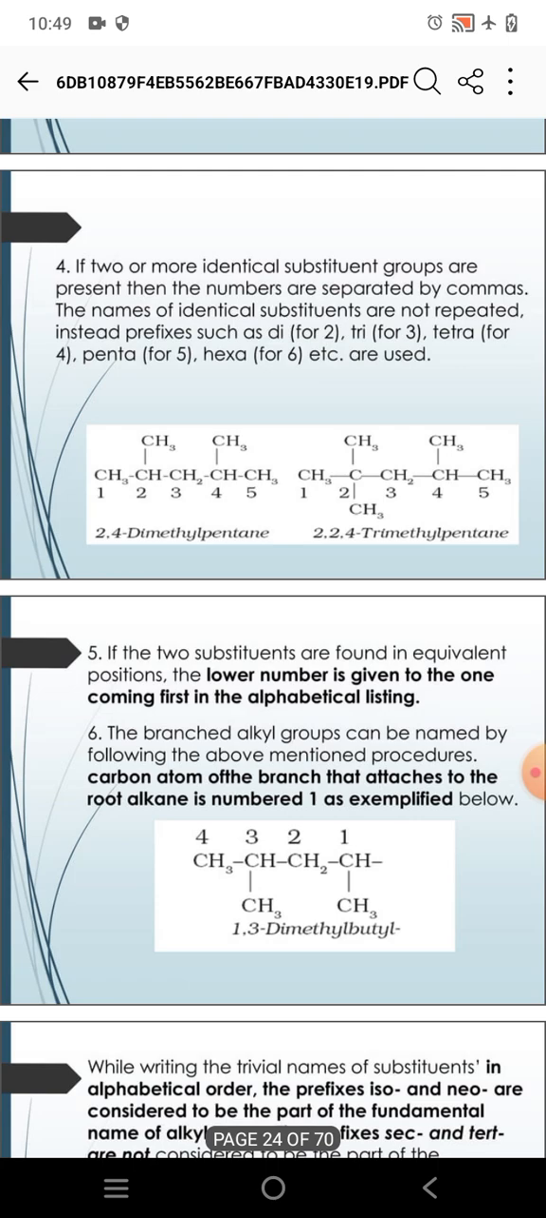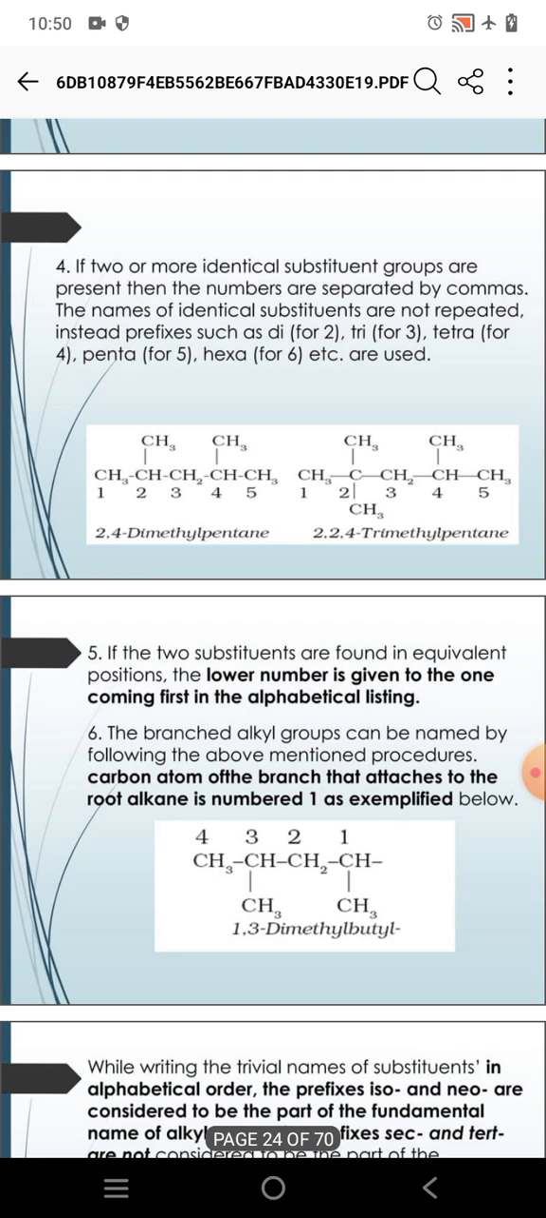Okay. Next, the point is: if two or more identical substituent groups are present, then the numbers are separated by commas. The names of the identical substituents are not repeated; instead, prefixes such as di for 2, tri for 3, tetra for 4, penta for 5, hexa for 6, etc. are used. And the name is 2,4-dimethylpentane, because the CH3 or methyl group is present in the 2 and 4 positions equally, so we separate these two by a comma.